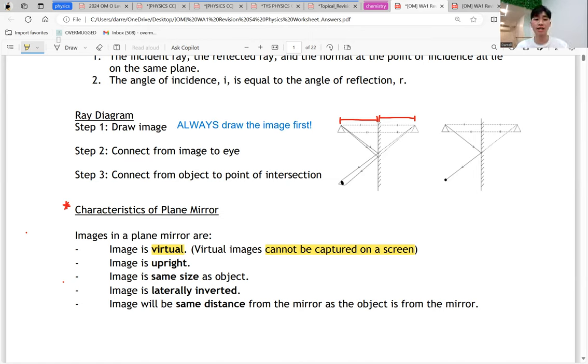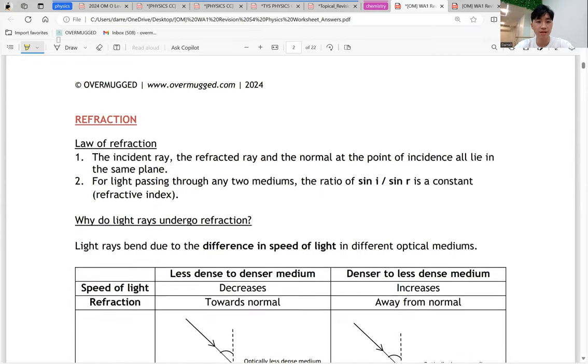All right. So other than that, the rest are pretty clear cut. Image is upright, same size, laterally inverted, and same distance. These are the easy stuff, all right? So we're not gonna spend too long on this. Let's move on to the next bit.